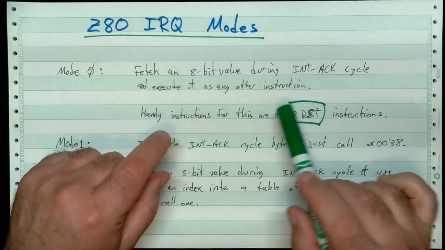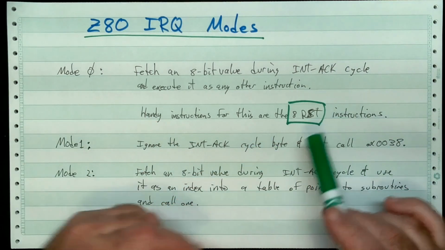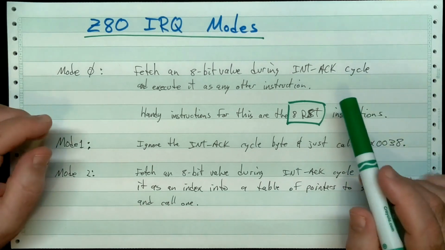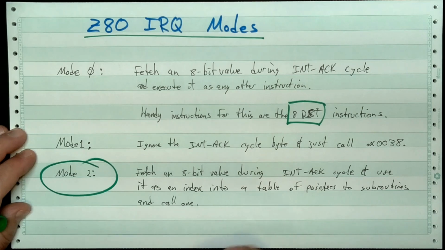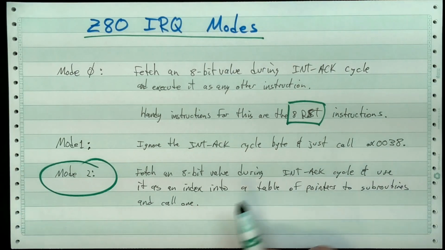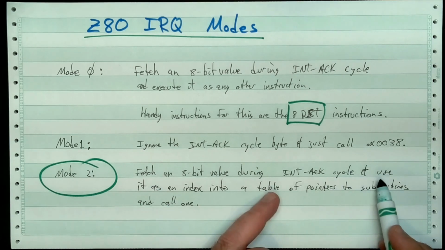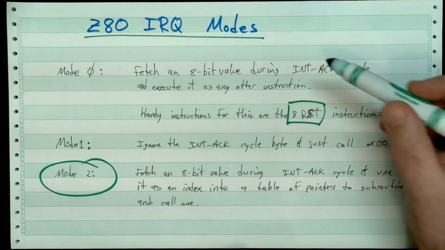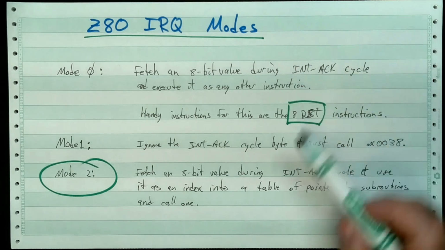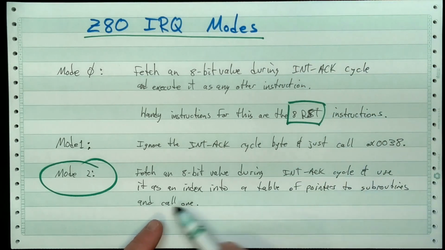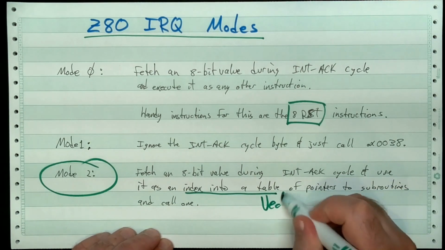If you do have a complex situation, what if you have more than 8 devices, okay? Or you just need a more sophisticated way of handling your interrupts. Here comes mode 2, and this is the mode we're going to be working with. The way this works is you fetch the 8-bit value during the interrupt acknowledge cycle that we just looked at. And then rather than executing that 1-byte value that it fetched during the acknowledgement, it's going to use it as an index into a table. Okay, we call this a vector table.